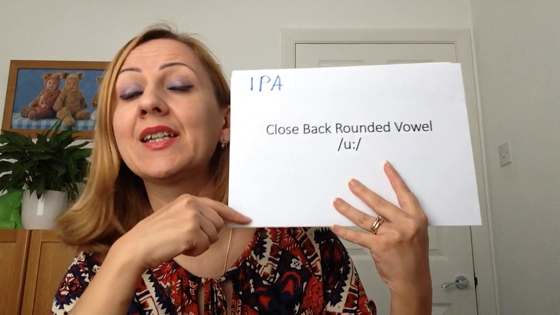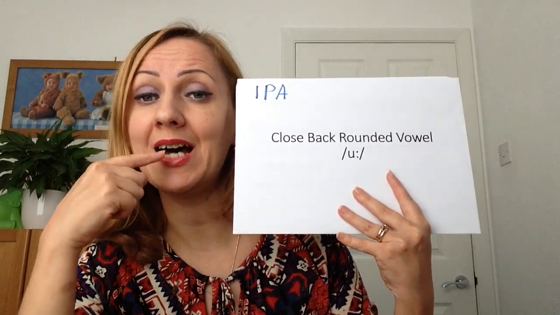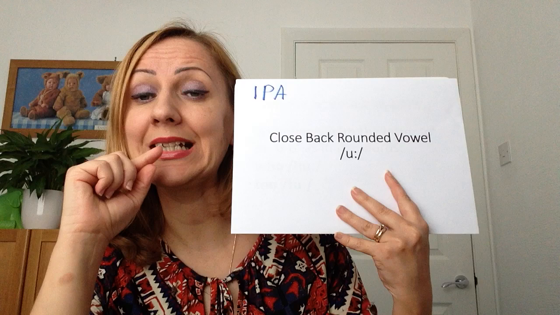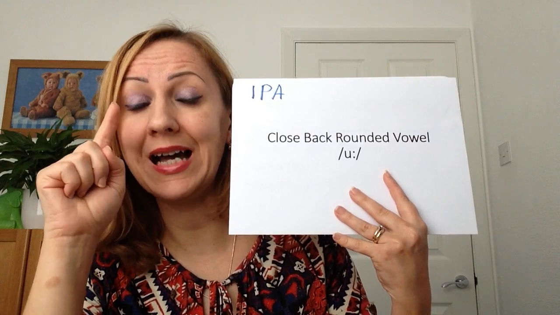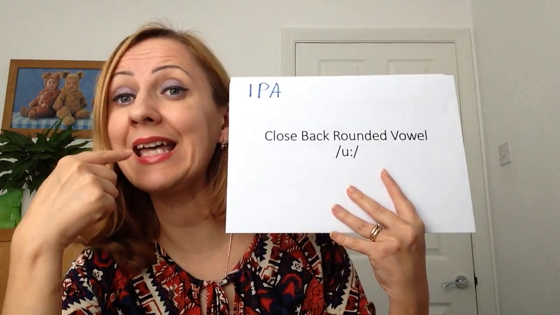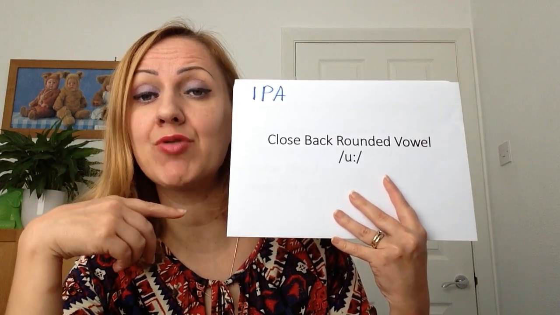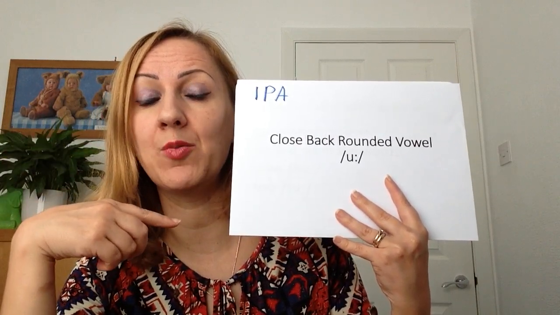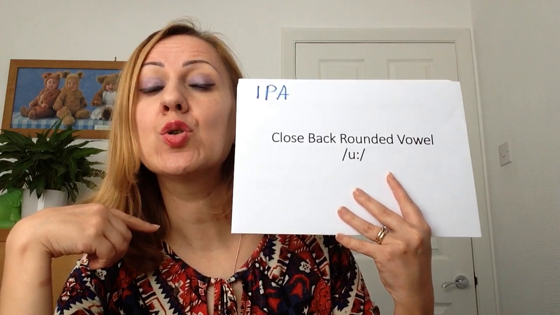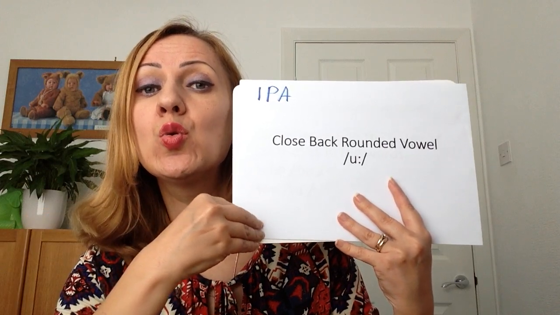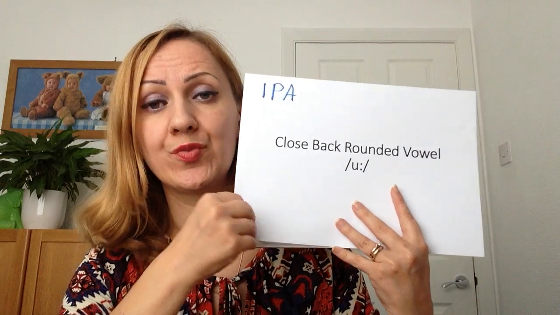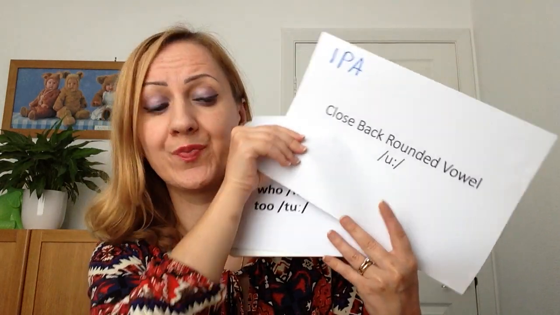Close back and rounded refers to your tongue, so it will be positioned nearly at the top or high in your mouth and at the back of your mouth. And the lips are staying rounded, as if you want to kiss someone. So look at me. Ooh, ooh, ooh. So this is your sound ooh.